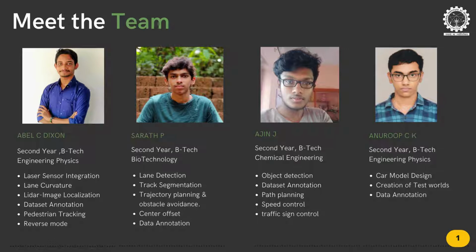And finally, myself Anurup. I'm a BTech Engineering Physics student at National Institute of Technology, Calicut. My major role was in the car designing and creating test models along with data annotation.